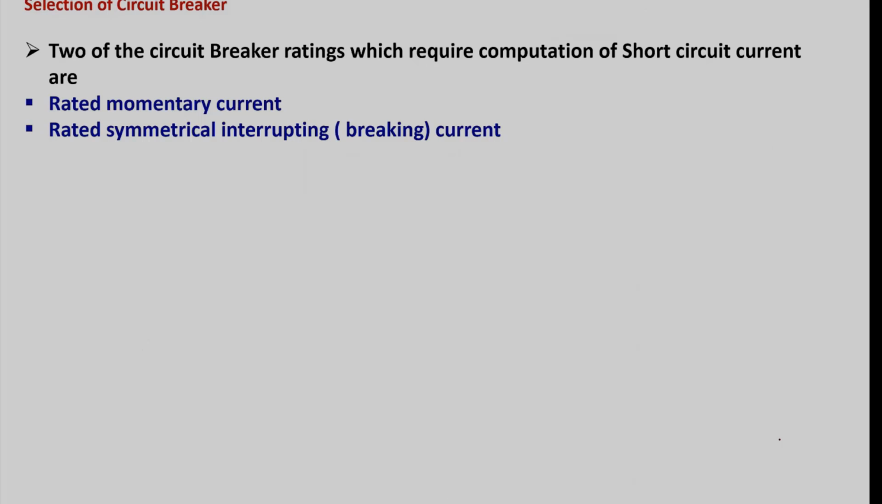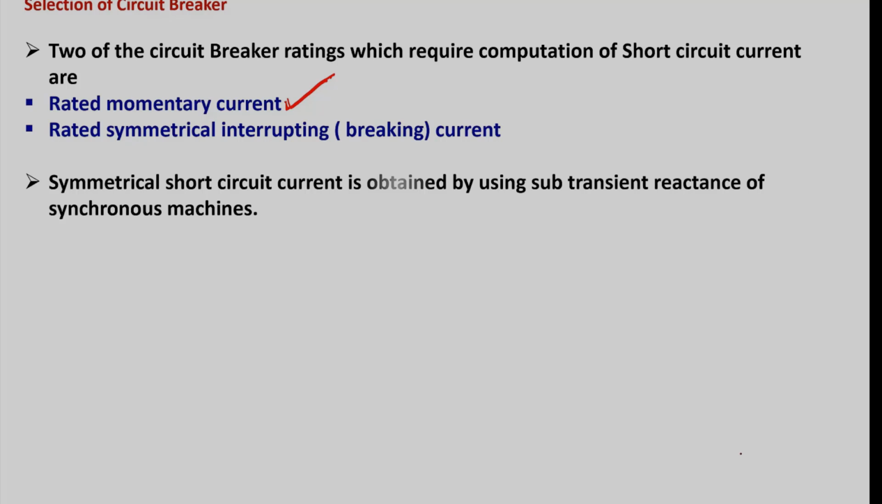Okay. What currents do we take for the selection of a circuit breaker? Two of the circuit breaker ratings require the computation of short circuit current. So short circuit current is computed mainly to design two circuit breaker ratings. The first one is the rated momentary current, and the second one is the rated symmetrical interrupting current, or the rated breaking current.